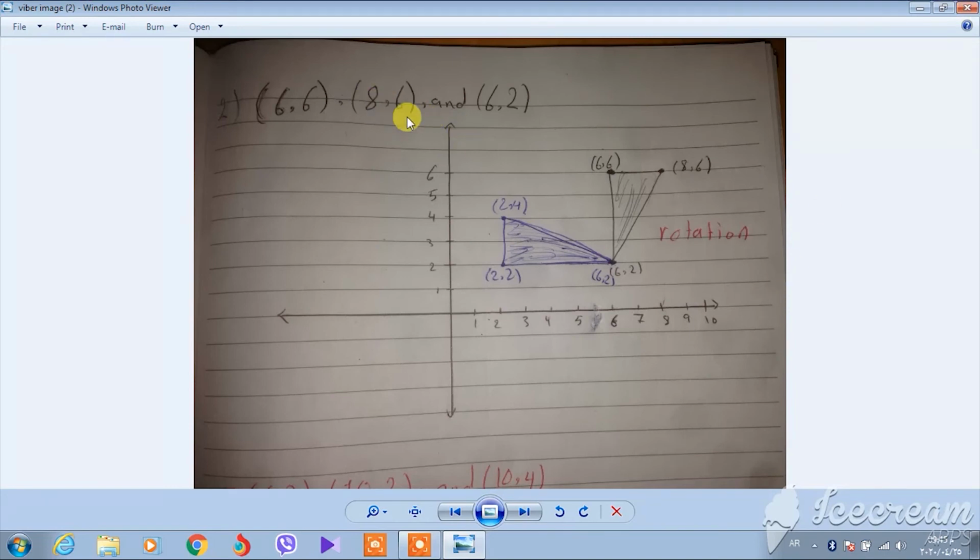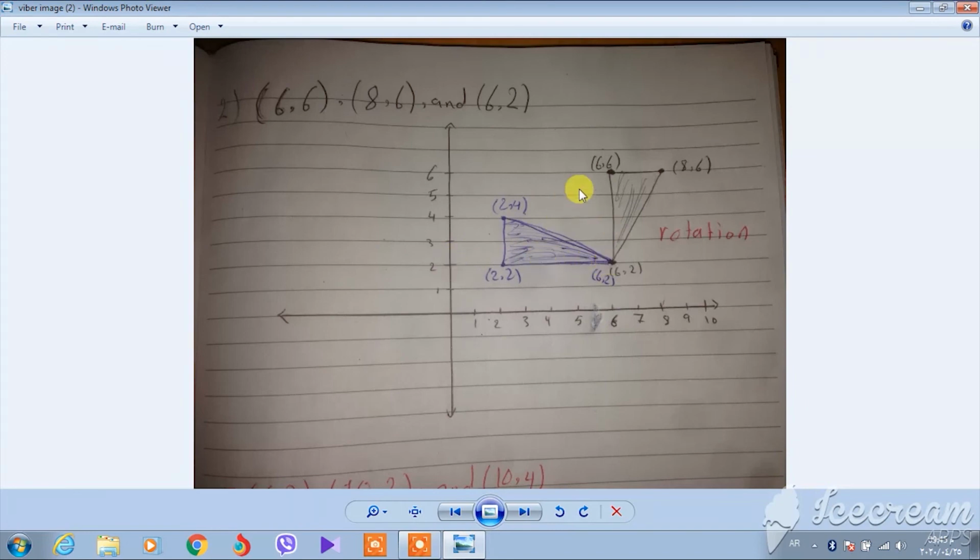Look, (8, 6). Which point is (8, 6)? On the x-axis we have 8. On the y-axis we have 6. So this point is (8, 6). And we have (6, 2). Look, we have 6 on the x-axis and 2 on the y-axis. This point is (6, 2).